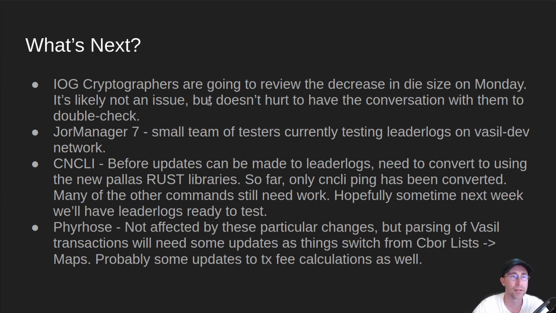So what's next? As I mentioned briefly, IOG cryptographers are going to review this decrease in die size on Monday. So I worked with Jared Corduan from IOG. He helped me convert a lot of the Haskell code to something that I could use for LeaderLogs in Cardano, and helped me figure that out. So he's going to reach out to the IOG cryptographers on Monday, discuss this decrease in rolling die size with them, and make sure it's not a problem.